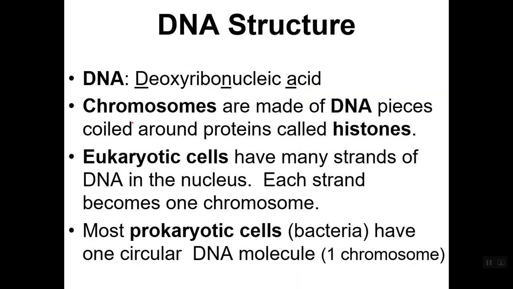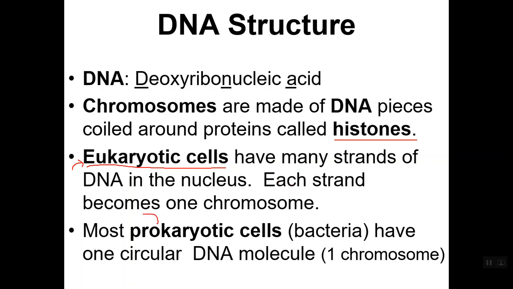All your DNA exists as chromosomes. Chromosomes are made up of DNA wrapped around proteins called histones. I'll show you a picture of that in a second as well. If you are a eukaryotic cell, which means you have a nucleus and membrane-bound organelles, or maybe not all of them, but you have some at least, your DNA exists in the nucleus, and it's trapped in the nucleus unless you're doing mitosis, in which case the nucleus kind of breaks down to get out of the way. And then each strand of DNA becomes one chromosome.